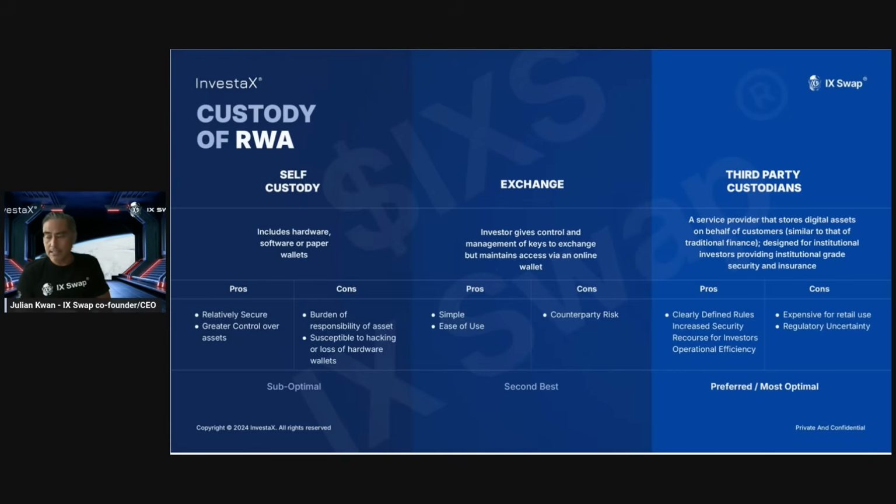Just touching on custody, RWA, no different from crypto. You can either have self-custody, hot wallets, cold wallets. Don't use hot wallets. Every single one's compromised. That's what I see. Been here long enough. Cold wallets, cold storage, offline. Exchanges, you can leave your RWA on exchanges. We all know the challenges with that. FTX blow up and stuff. And then third-party custodians, licensed people who have licenses to do the service.